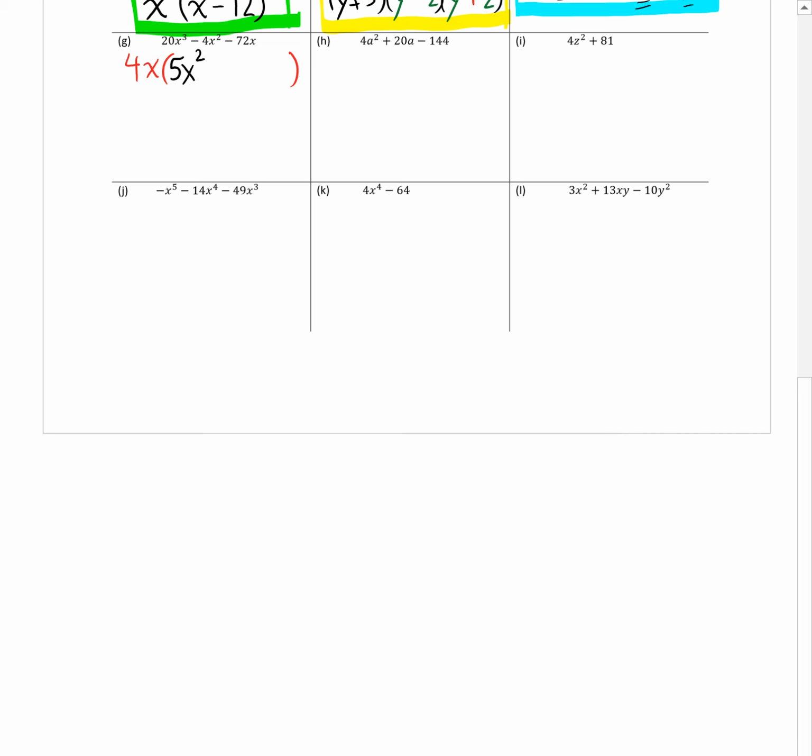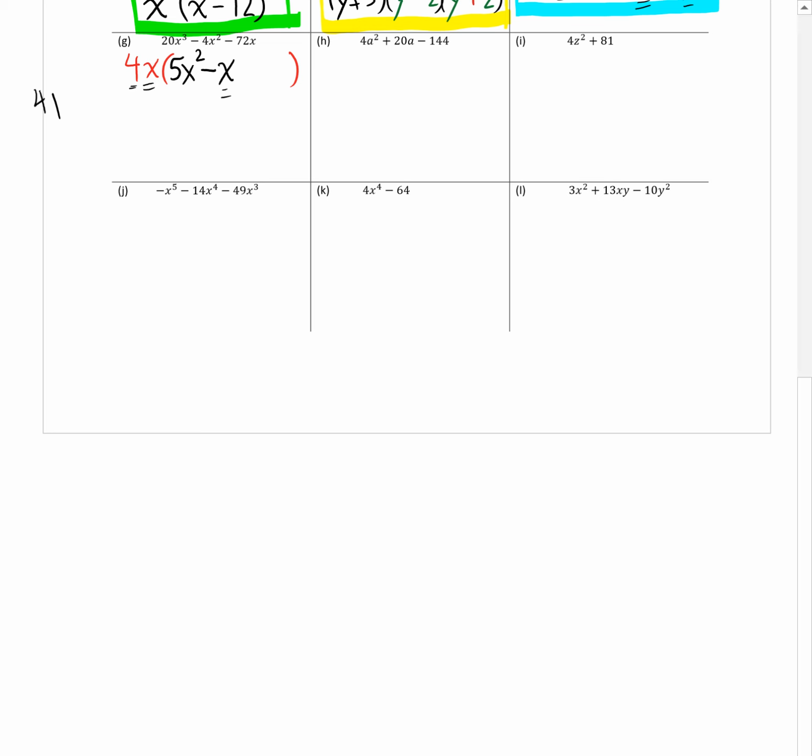And then 4x times what is negative 4x squared? All I need is one more x. Since I have one x and the 4, I just need one more x to get to the 4x squared. And then 4x times what is 72, or negative 72x?